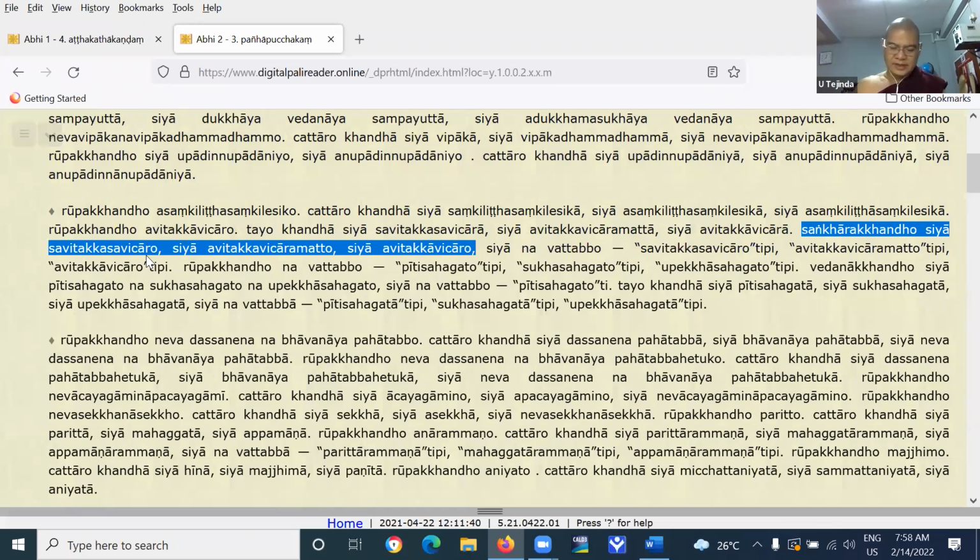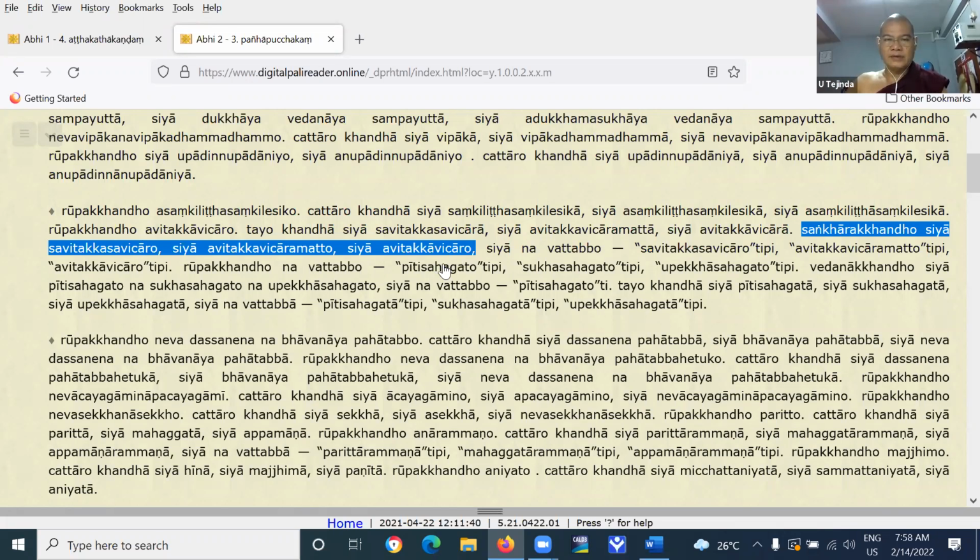Yes, there are many Cetasika, except Vitaka and Vichara. They are Sankhara Khanda. So then see Avitaka Vichara Mata. Sankhara Khanda is the second jhana except Vitaka. Then we have 55 Savitaka. Yes, 55 Savitaka.